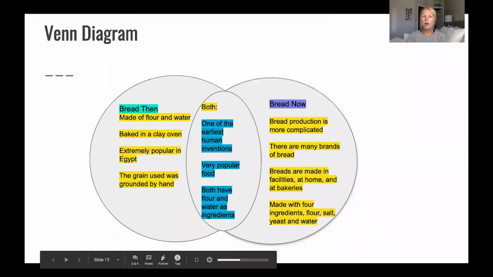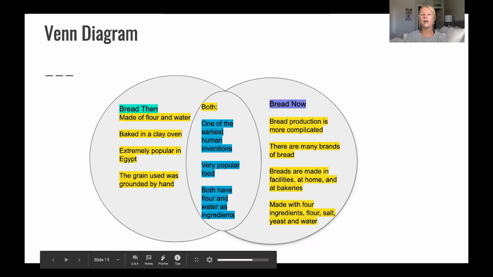Okay, so for our Venn diagram, we are going to be comparing and contrasting bread then and bread now. In the middle, we have the similarities of both, and on the outside of the middle circle, we have the differences between the two. So the characteristics that are unique to bread then and bread now. So let's start with going over bread then.